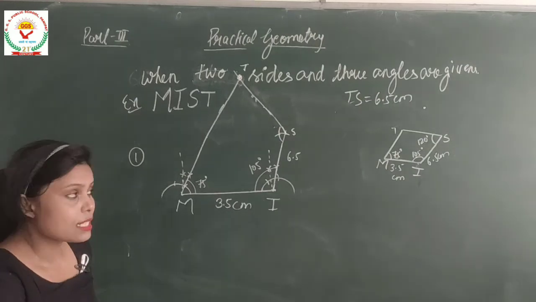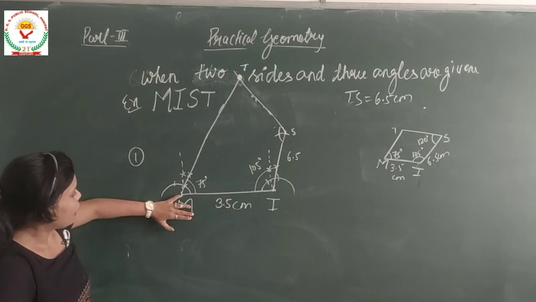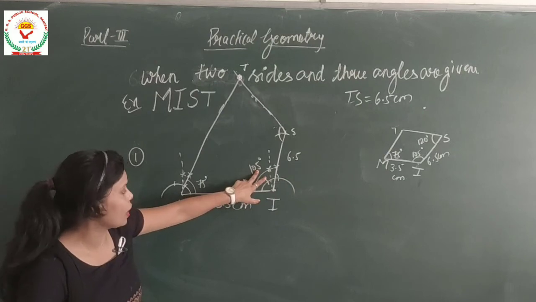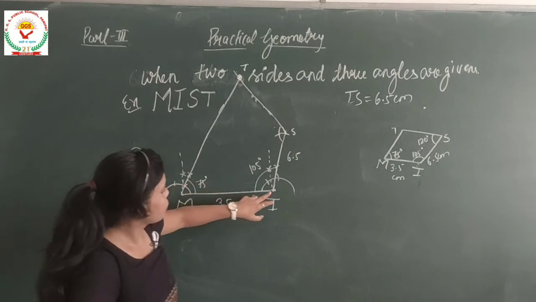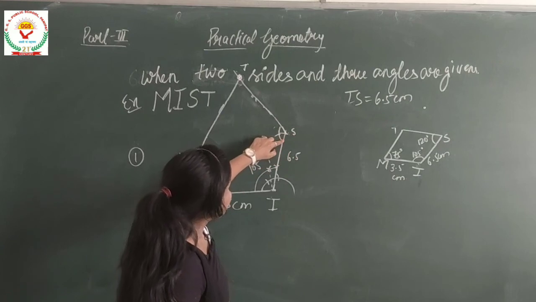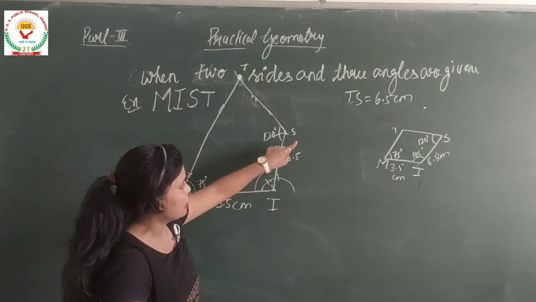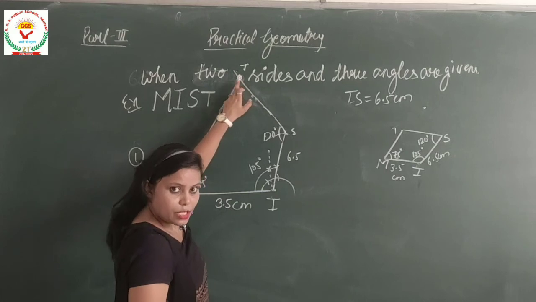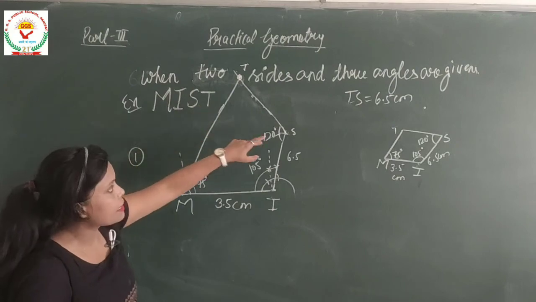Okay. So these are the steps that we have followed. First of all, we drew MI, then angle I, which is 105 degrees, then angle M, which was 75 degrees, then the line segment IS, then the angle of 120 degrees at S, and stretching these angle lines we got the point T. So these are the steps involved in constructing the quadrilateral from 2 sides and 3 angles.